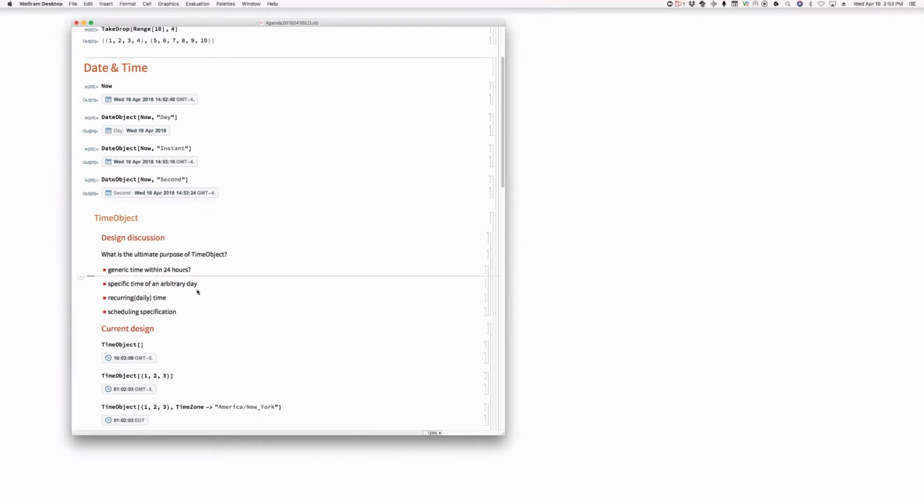What is the ultimate purpose of time object? Well, for example, it could be a generic time within a 24-hour period. So is it the case, if I want to do a generic April 18th, how do I do it? Well, right now we don't have a language level version of recurring dates or date patterns like that.